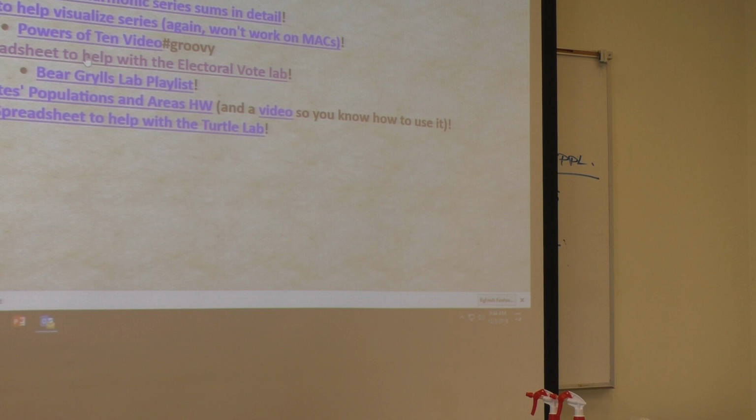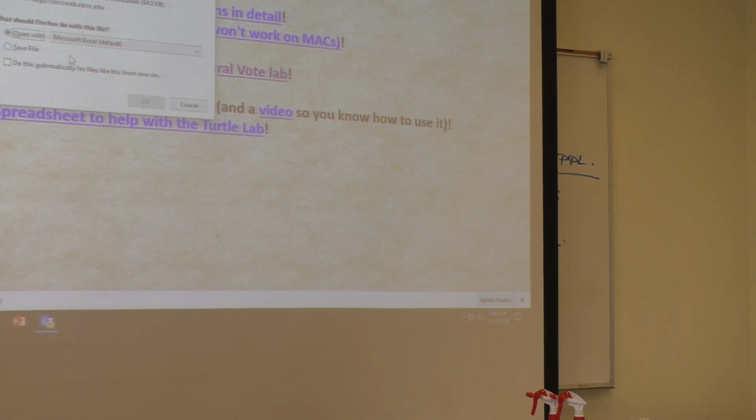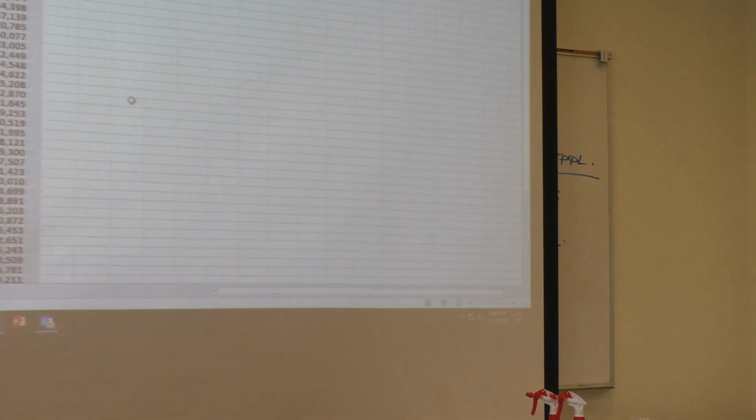Okay, grab your Excel spreadsheet for the electoral vote lab. Grab that puppy dog right there. Open her up. Hold on. What you see here.